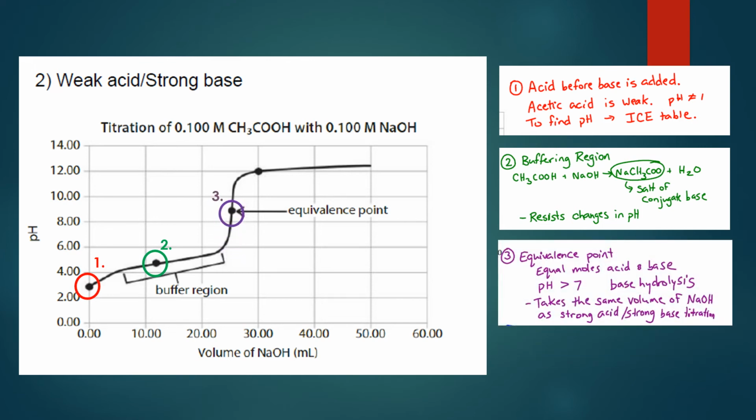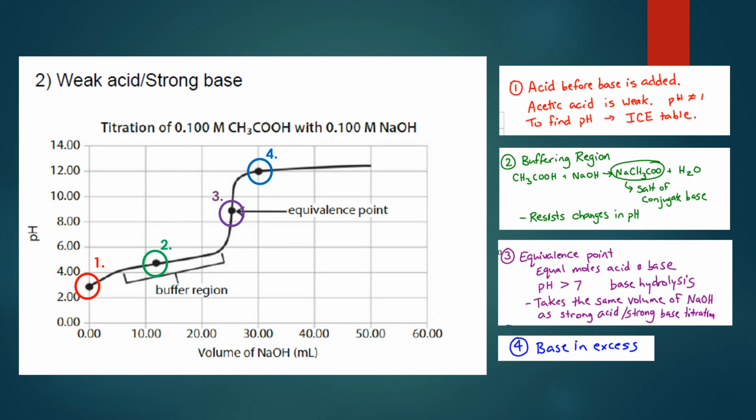Third point here is the equivalence point. At this point, we have equal moles of acid and base. However, the pH is greater than 7 because of our base hydrolysis. So it takes the same volume of sodium hydroxide as it did for a strong acid, strong base titration, simply because of that hydrolysis and the buffering effect.